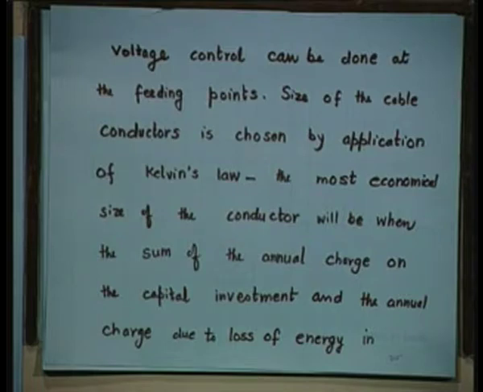What should be the size? That is given by computing an objective function which comprises the sum of the annual charge on the capital investment and the annual charge due to loss of energy. These are the only two charges that a company has to pay. What is the capital investment? How much money a particular person is shelling out to build that system? That is the capital investment. And the annual charge due to loss of energy.